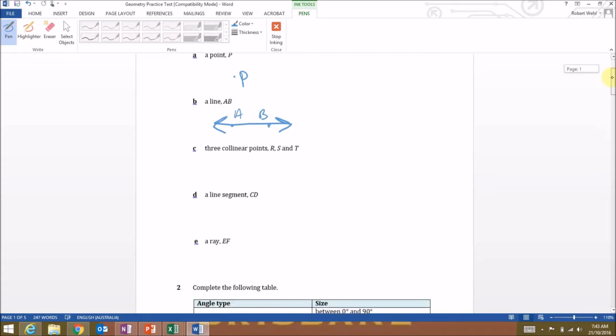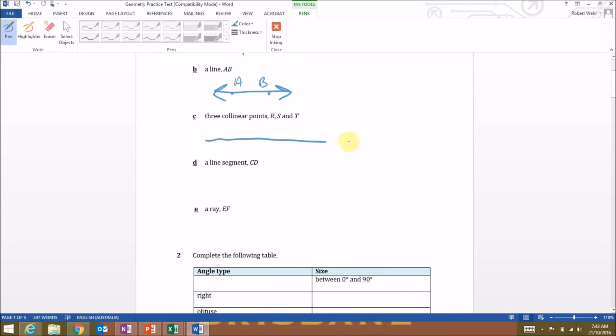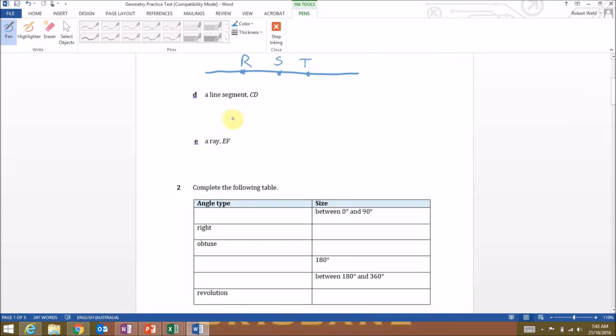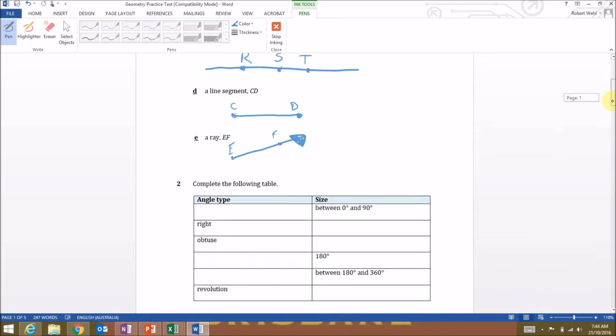Three collinear points, RST. Three collinear points just lie on a line. When it's collinear, it means that they all lie on the same line. In this instance, there's three. A line segment, CD. A line segment has a start and it has an end. So a segment is a part of something, and this one's called CD. And then a ray starts at a point and then it extends into an arrow. We also put a dot there, so that is EF. So they're the ones that you need to know, those five.